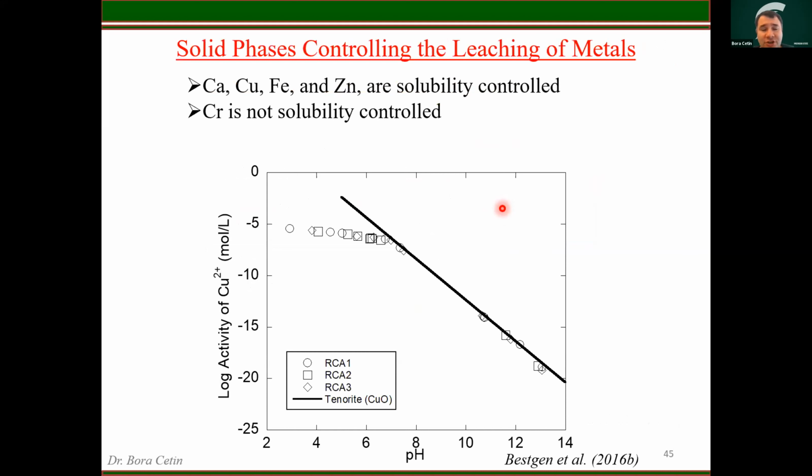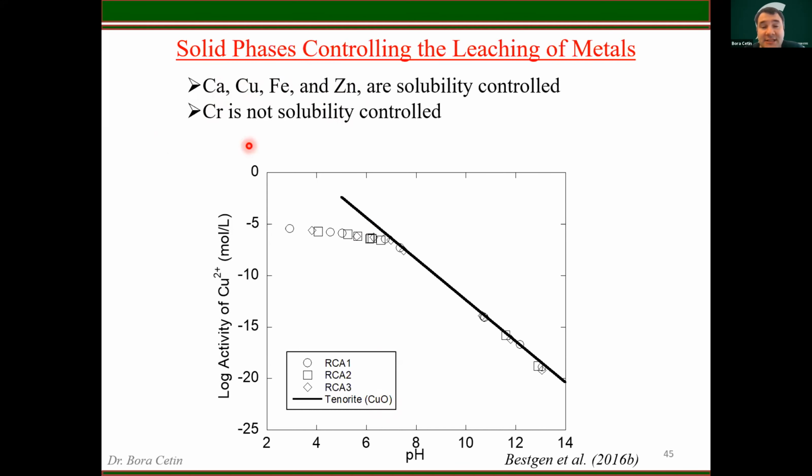And this geochemical modeling also helps us determine the controlling mechanisms of these elements from the RCAs. You take your log activity of copper values with their corresponding pH values and put them in a plot. Then you have your solubility lines, like solid lines, tenorite lines here. For instance, here the solid line is your copper oxide line. Any data point that stays below the saturation, below this solid line, and especially if it's on the saturated line, indicates that leaching of copper is controlled by the solubility, dissolution and precipitation of these tenorite copper oxide solid phases. And we saw that calcium, copper, iron, and zinc are all solubility controlled.